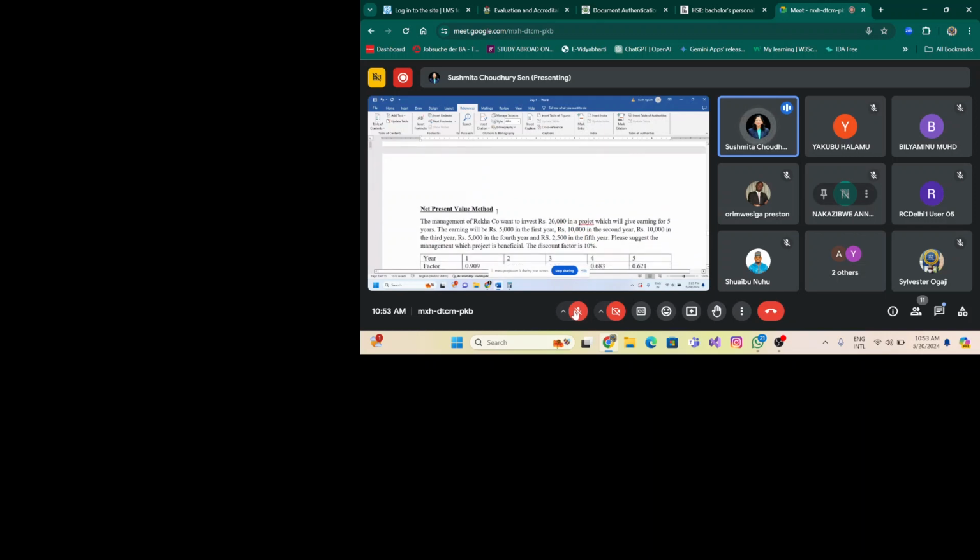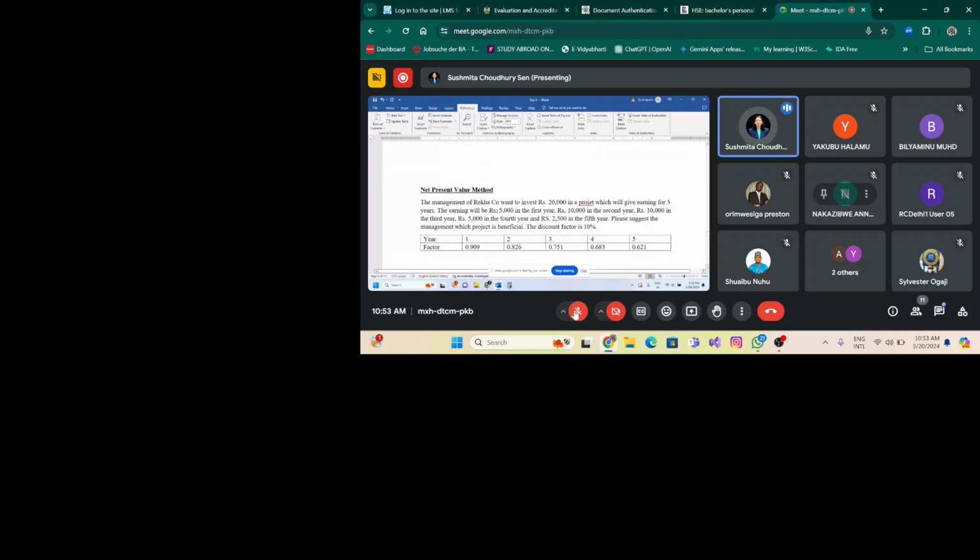Now the fourth method is net present value. I would just like to show you the solved sum because right now there is no time. Give me just a moment so that I can scan from a book and show you, as the time is not permitting to show you the entire calculation. So give me a second.